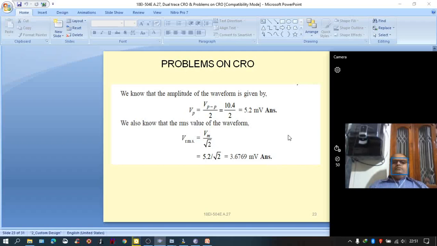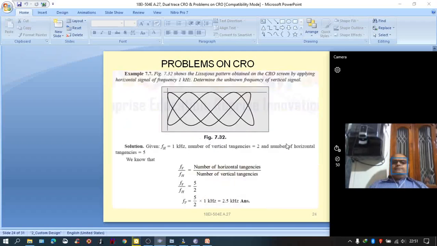So that is about the peak value and RMS value of the given signal. Then the third example. Now this is when the CRO is used in XY mode and when Lissajous patterns are developed on the CRO screen instead of free running waveforms.